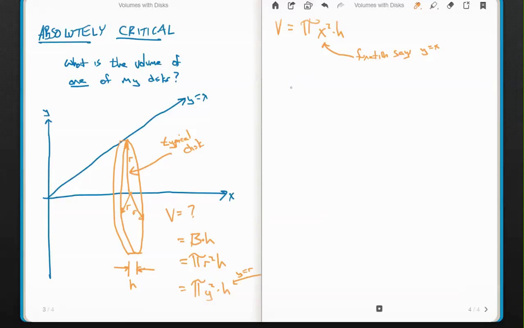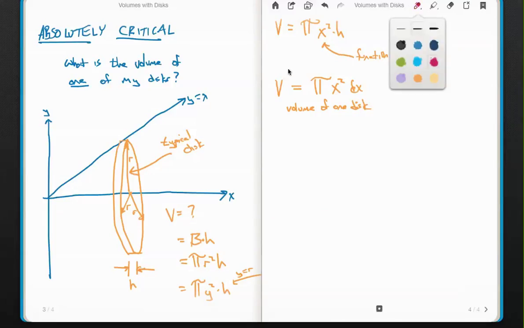Right. Now here's the kicker: what is the height? Well, I'm going to make this little h smaller and smaller, because I want to fit 1,000,000 of these disks, and I could fit maybe 20 of these in, but I want 1,000,000 of them, so I got to make this h really, really small, so that becomes dx. So this is the volume of one disk. And this is absolutely critical to know. That gets a red box.